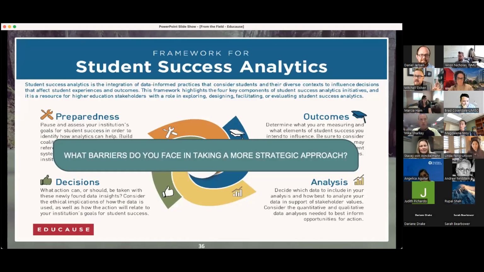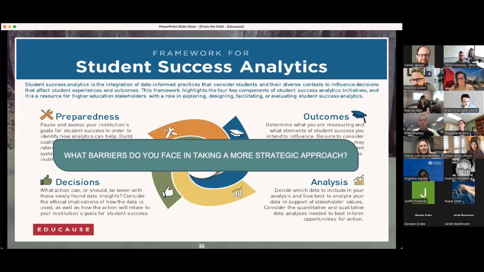I want to ask, this is kind of the meat: that this framework exists, that it's worthy of consideration, that there are assessments that you can use to deepen your conversation. The one thing I want to end on in terms of a group discussion here is, cool, Mitch, you like this. What barriers do you face in taking a more strategic approach? As you think about what am I going to do, how am I going to enact this, what are the barriers that you anticipate?